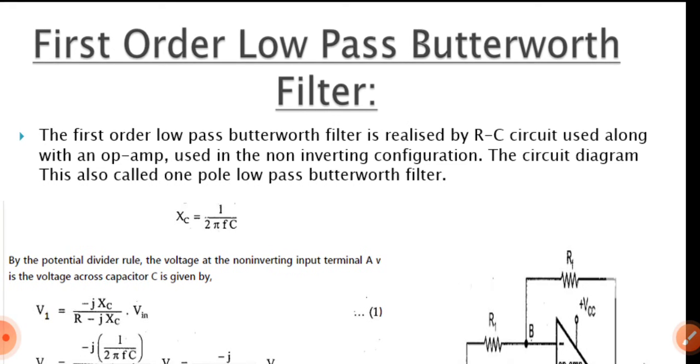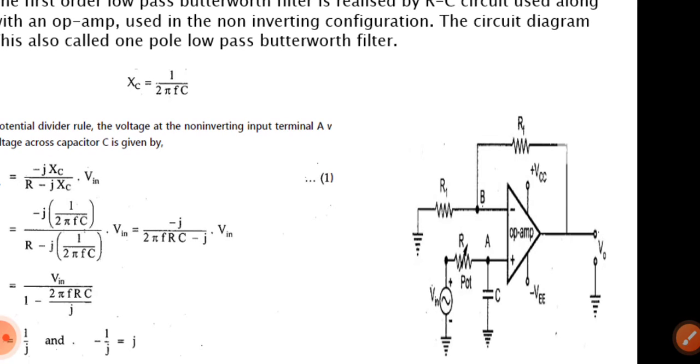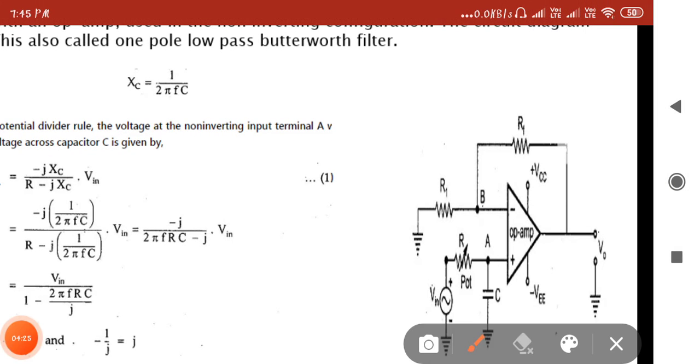Here we are going to study the first order low pass Butterworth filter realized by an RC circuit used along with the op amp, in the non-inverting configuration. The circuit is also called a one pole low pass Butterworth filter. One more name: one pole low pass Butterworth filter. That's why we are giving V1 here and V2 here.